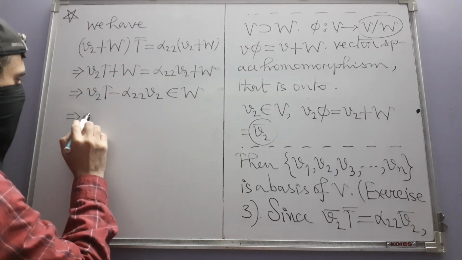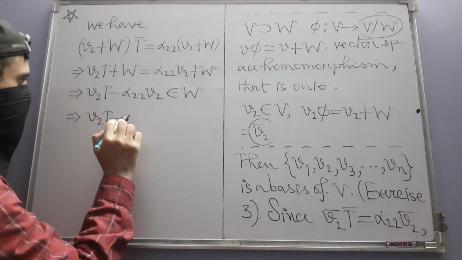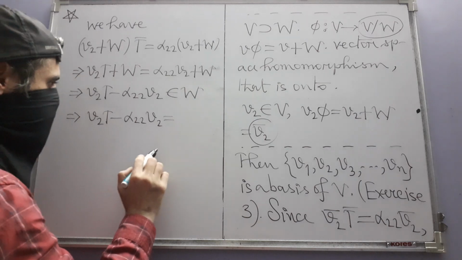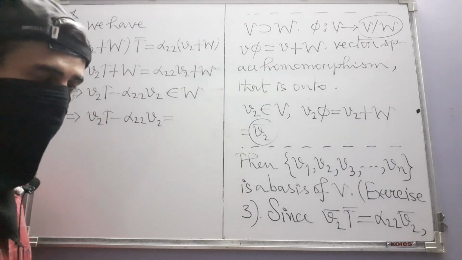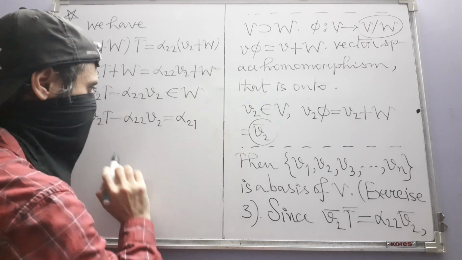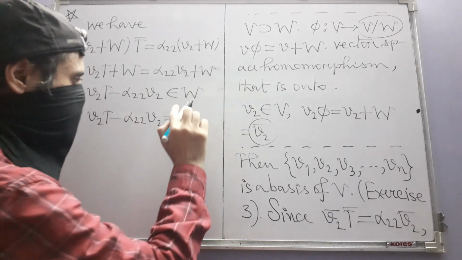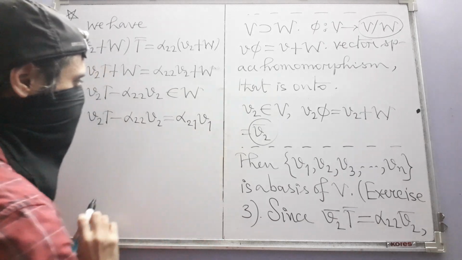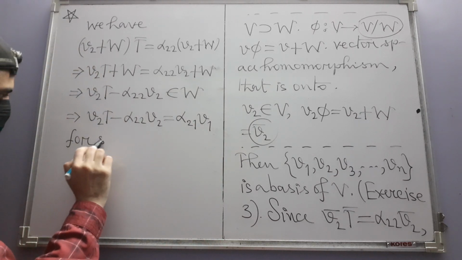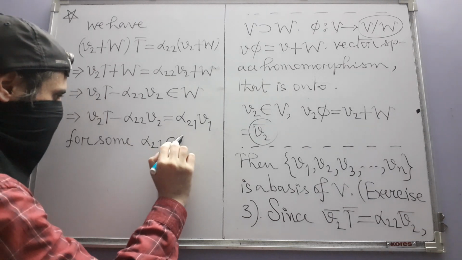And so we can now write this equal to some scalar multiple of V1. And we choose to write alpha 2, 1 here times V1, for some alpha 2, 1 belonging to F.